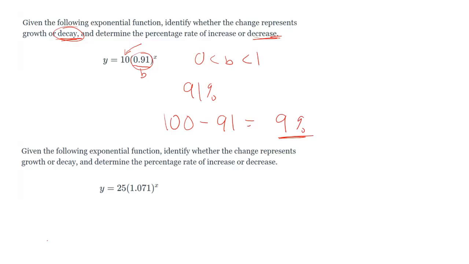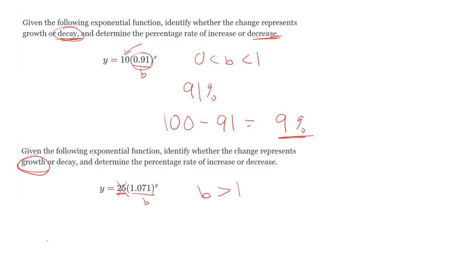The next one, again, the 25, the outside part is my initial value. Maybe if a problem was talking about an initial amount of investment or an initial amount of population, this is where I would start with that. But we're focused on the rate and the growth or the decay. So I'm going to focus on my b value. If your b is greater than 1, then that's going to be growth.